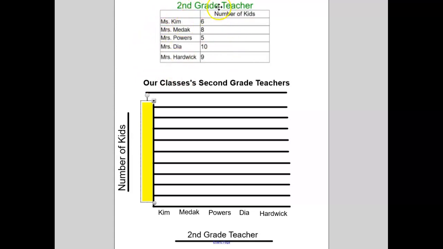Okay, so the title is Second Grade Teacher. Ooh, and the categories are all of UPP's second grade teachers: Mrs. Kim, Miss Meddock, Miss Powers, Mrs. Diaz, Mrs. Hardwick. Ooh, and the category over here is the number of kids that were in each second grade teacher's class. So 6 kids were in Mrs. Kim's, 8 were in Mrs. Meddock's, 5 were in Mrs. Powers', 10 in Mrs. Diaz's, and 9 in Mrs. Hardwick's. Awesome.